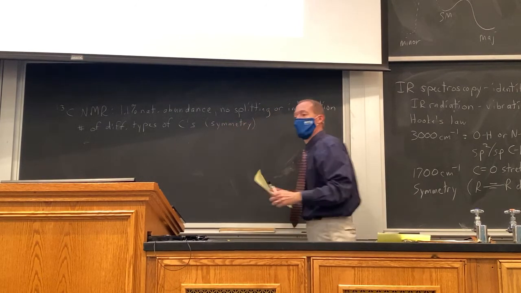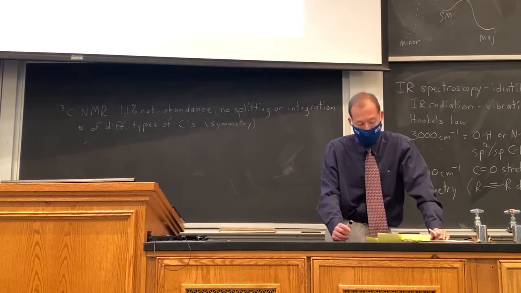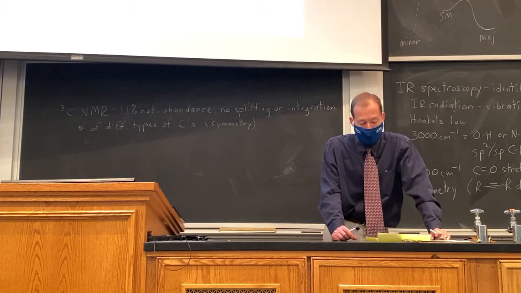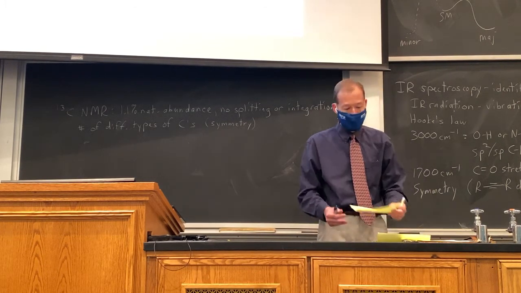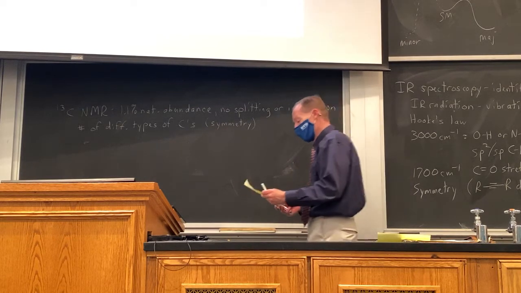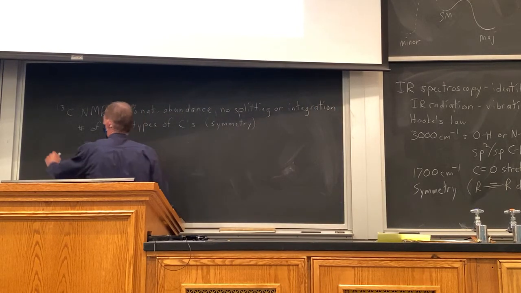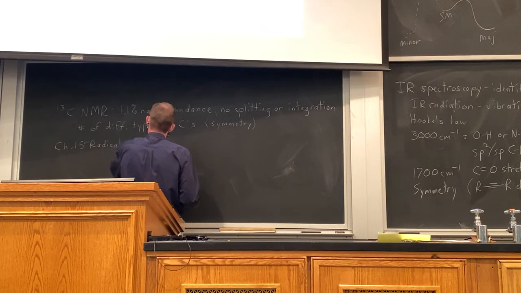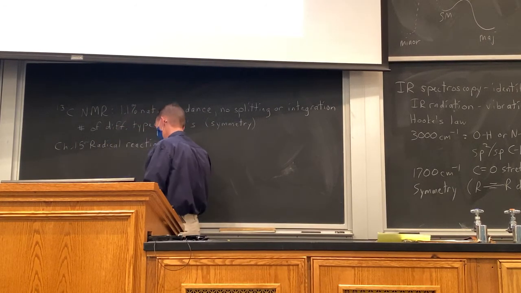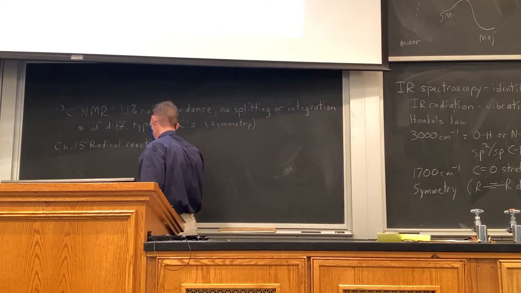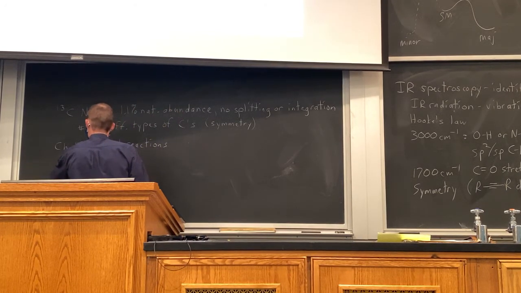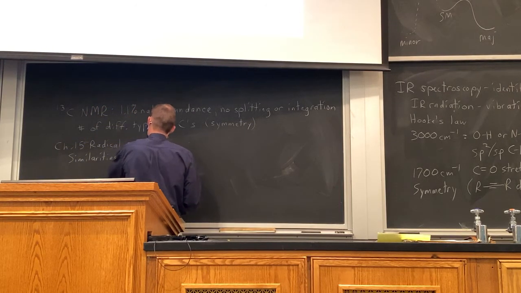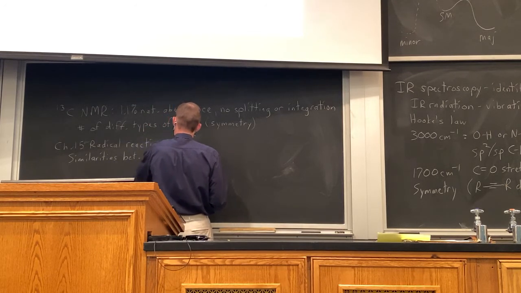And we went over an example in class showing you how that could be useful in determining structures. Okay, let's go on to our final chapter, chapter 15, radical reactions. So in this chapter, we started out with similarities between radicals and carbocations.